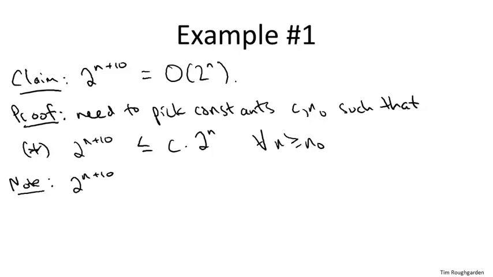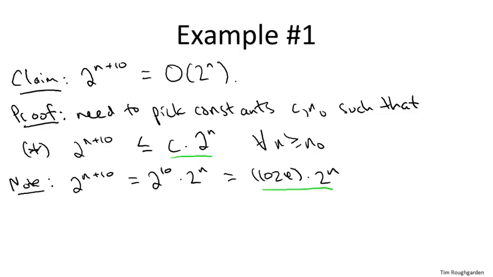So if we start with 2 to the n plus 10 on the left-hand side, what would our first step look like? Well, this 10 is really annoying, so it makes sense to separate it out. So you could write 2 to the n plus 10 as the product of two terms, 2 to the 10 and then the 2 to the n, also known as just 1024 times 2 to the n. And now we're looking in really good shape.